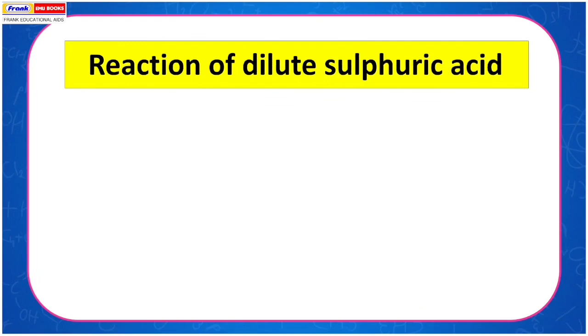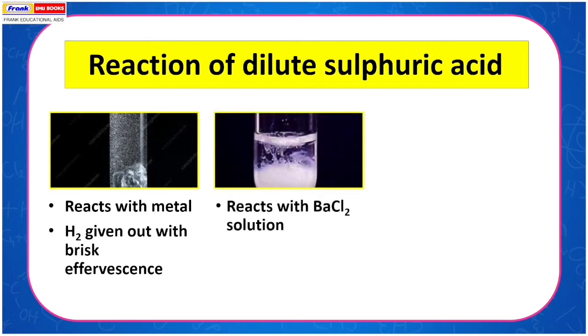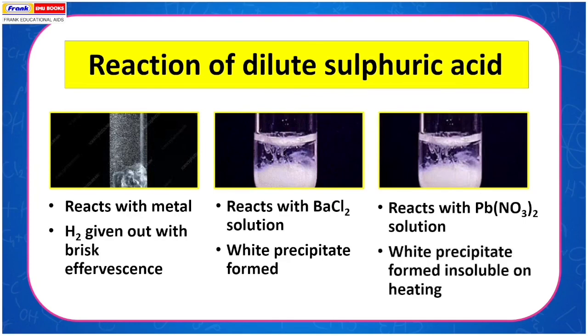Reactions of dilute sulfuric acid. Reacts with metal, H2 given out with brisk effervescence. Reacts with BaCl2 solution, white precipitate formed. Reacts with lead nitrate solution, white precipitate formed, insoluble on heating.